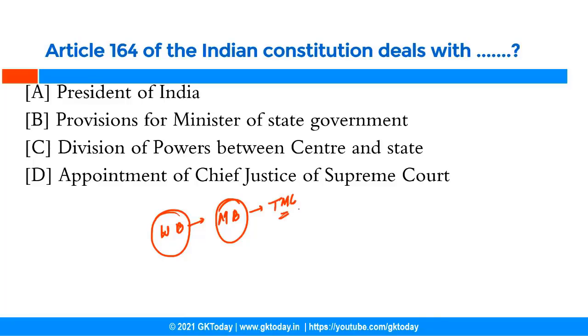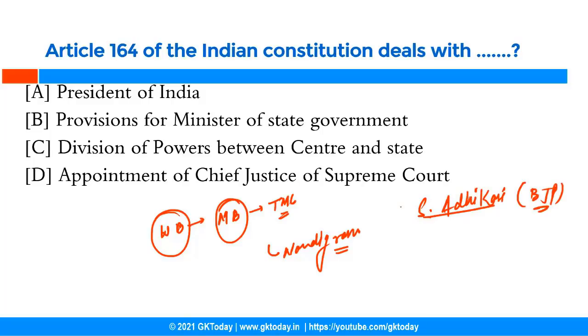Her party won the majority, but there is a problem. She contested the election from a seat named Nandigram. Her opponent was Suvendu Adhikari, a candidate from BJP. So her party won the majority, but she lost the election. That means she could not win her own seat.